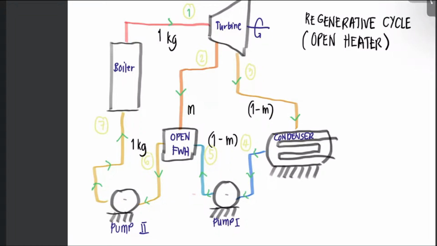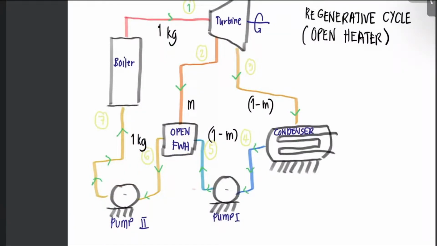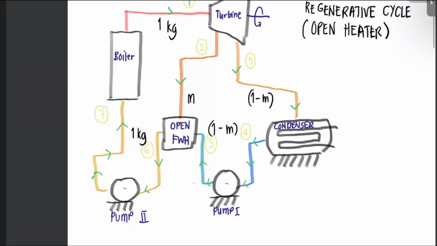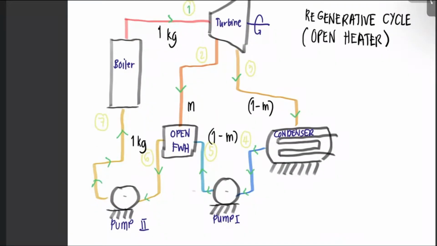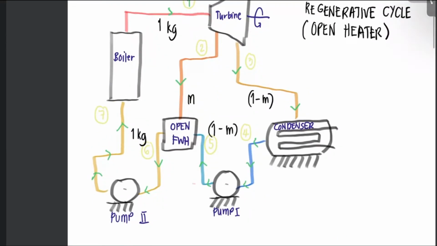Okay. So, ano nga ba class ang open feed water heater? Yan. An open feed water heater is basically a mixing chamber. Yan. Direct contact yan, class, ha. Where the steam extracted from the turbine, dito, class, from turbine, we have number 2, and we have a mass of M considered. So, that is now stream extracted. And it mixes with the feed water galing dito sa pump 1 natin.